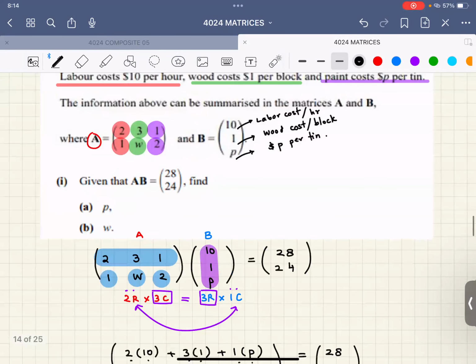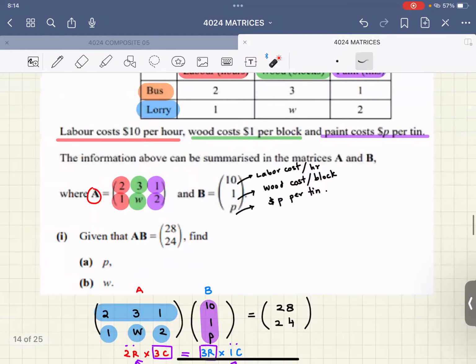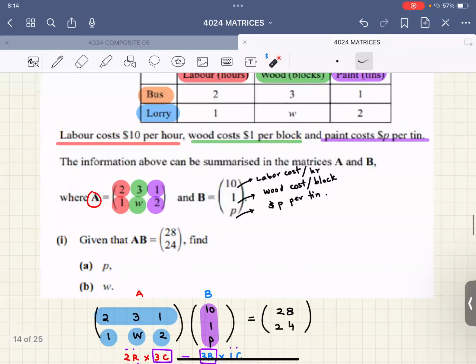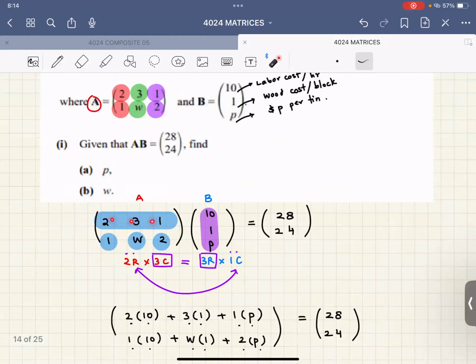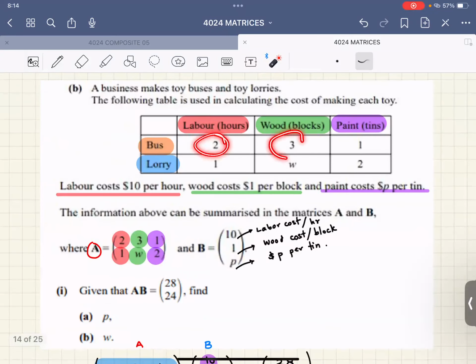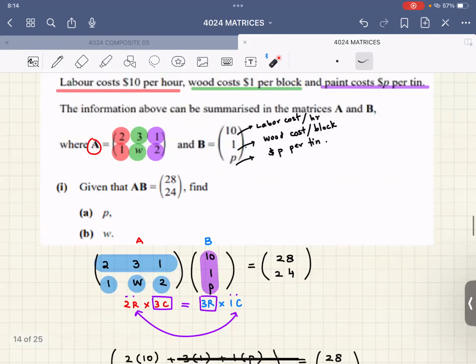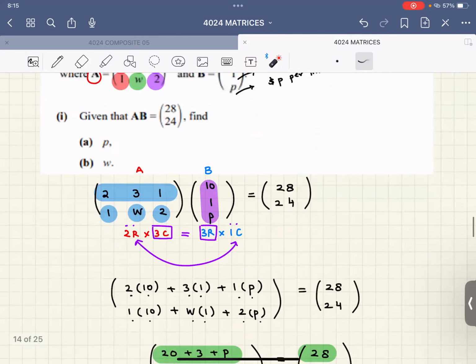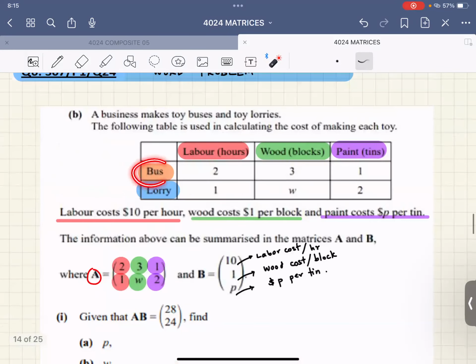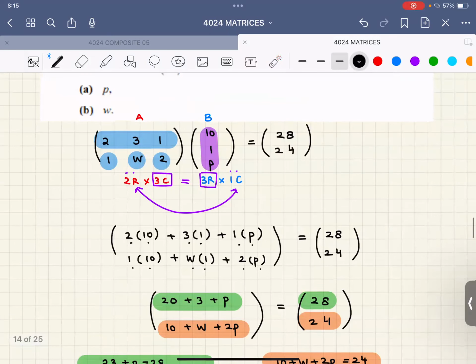Now, first of all, what does it represent? And even before that, they did not ask us, but we need to know what 28 and 24 represent. This 2, 3, 1, that is the number of hours and the number of blocks and the number of panes, and this is the cost. So this 28 is the cost for making a bus. That's right over here. This labeling for row is the answer. So this 28 is the cost for making a bus. And this is the cost for making a lorry. Do you get the idea?